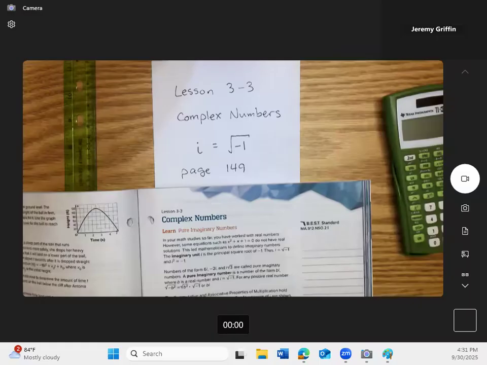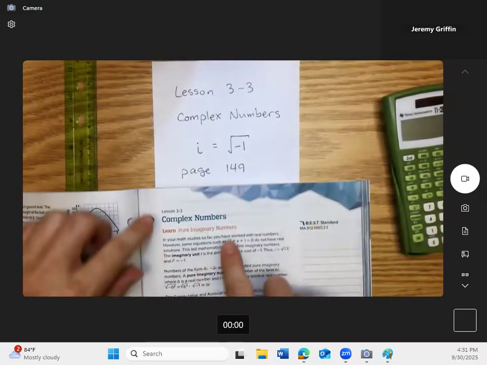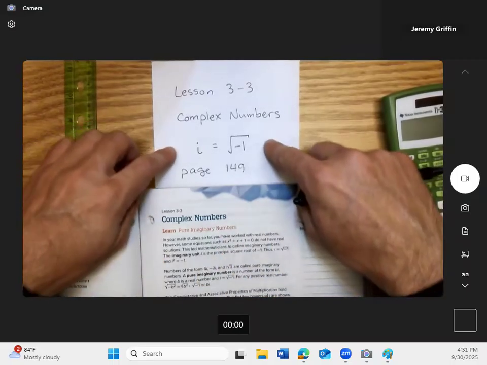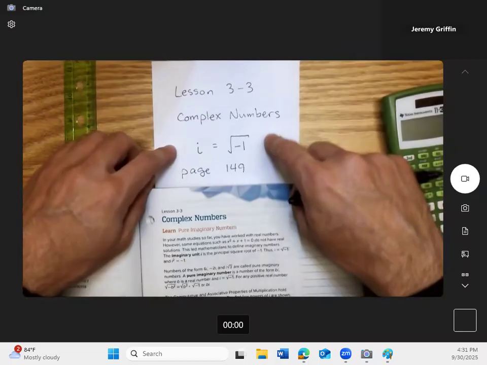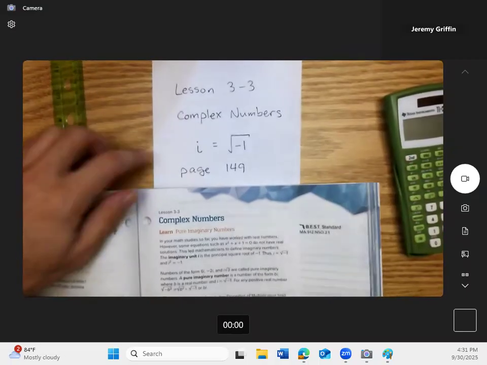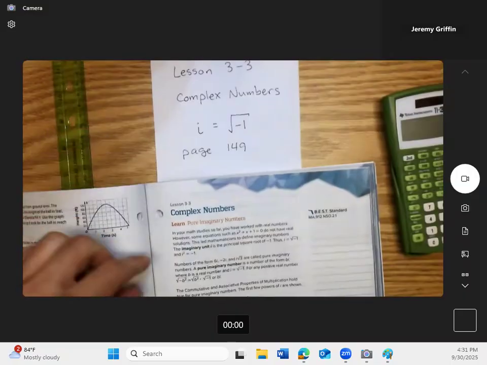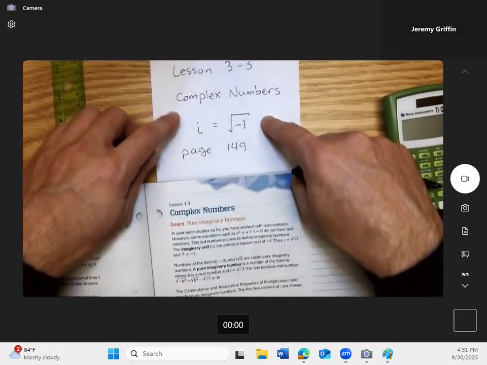Lesson 3.3, complex numbers. You might see the term imaginary numbers. This is the square root of a negative number. So from here on out, the square root of -1 is going to be called i. Oh, and this is on page 149 in your book, so if you want to follow along with your book, on page 149 here. Okay? And so the square root of -1, we're going to call i.